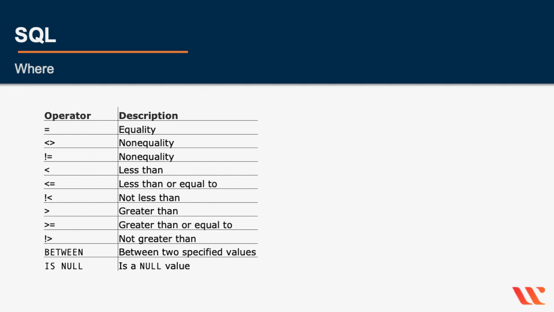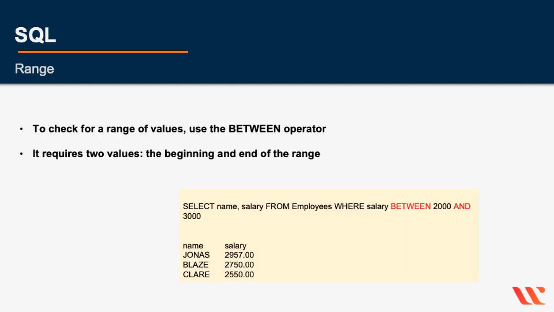So you need to check with the documentation to make sure that the syntax you're using is compatible with the database system. T-SQL, which is the Microsoft version, might support some things, and PL/SQL, which is Oracle's version, might have a different syntax. Range. If you want to get records for a certain range, you can use BETWEEN AND. In this case, we're checking SELECT name, salary FROM employees WHERE salary BETWEEN 2000 AND 3000. So we are filtering the salary field with a BETWEEN AND.